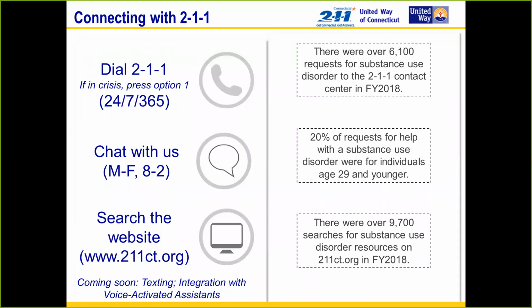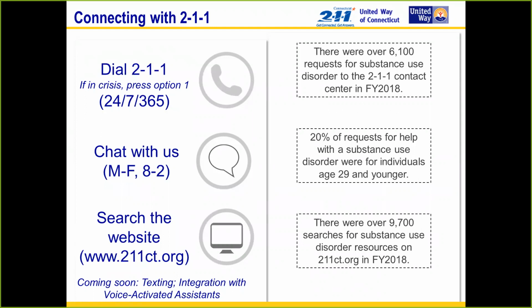Calls into 211 are anonymous and private, and it doesn't have to be the individual in need who calls. In fact, more often than not, it's a friend or a family member or a provider who is calling, trying to gather some information and referrals for someone needing help. 211 contact specialists provide supportive listening on these calls. They do a brief assessment, provide relevant referrals, and offer to follow up with the caller in a week or so. And you can see over on the right here that this past fiscal year 2018, there were over 6,100 requests called into the 211 call center that our contact specialists handled from individuals that needed substance use disorder resources.